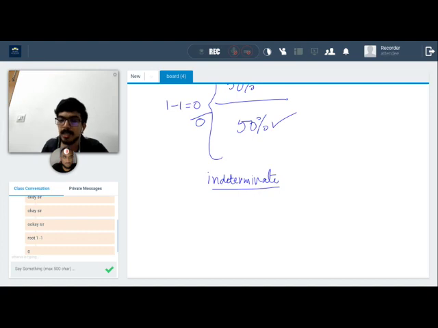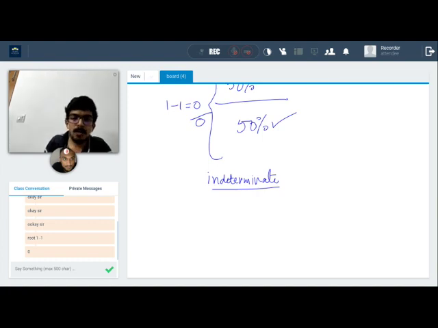There are other indeterminate forms as well. 0 by 0 is the most common indeterminate form. So here comes the question of evaluating the limits. If we had got an answer directly, we would have been happy with that answer. But in this case, we are stuck with this expression. So we need to look for ways to solve this question. I'll tell you different ways to do this question.